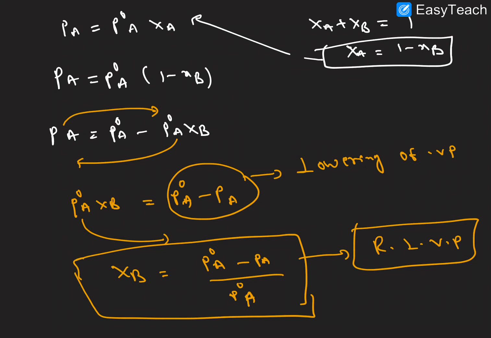The simple definition of relative lowering of vapor pressure: the ratio of the lowering of vapor pressure to the vapor pressure of the pure solvent. So this is the lowering of vapor pressure divided by the vapor pressure of pure solvent. I hope it is clear. This is relative lowering of vapor pressure. And next, point number three.